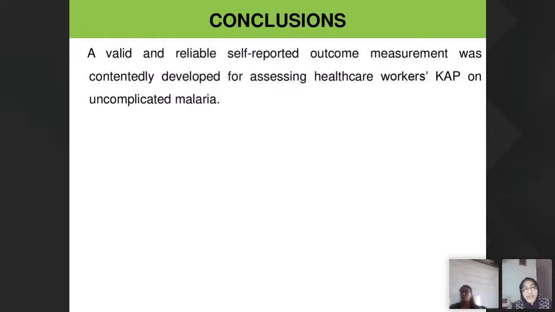So please bear in mind that it's okay for our items to be deleted, even though you have spent a lot of effort to come up with all the items. The important thing is that we want to have a reliable and validated instrument, so that the results you get will be very meaningful. With that, I thank all of you for your attention.